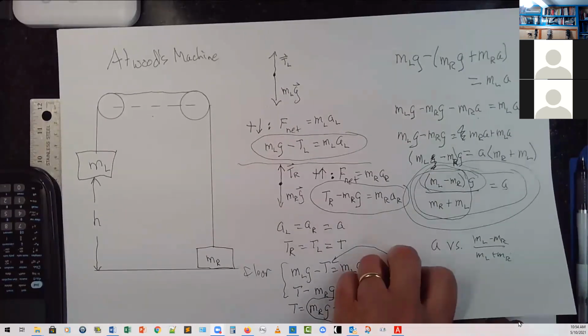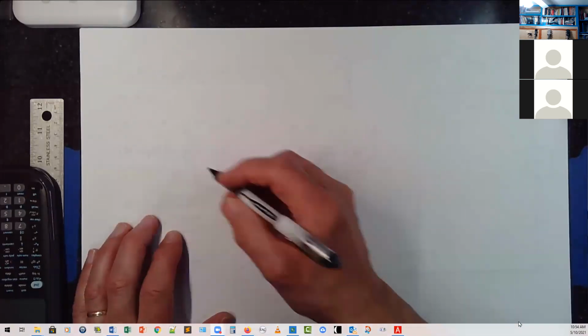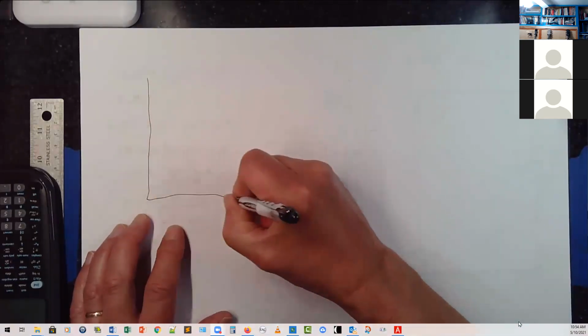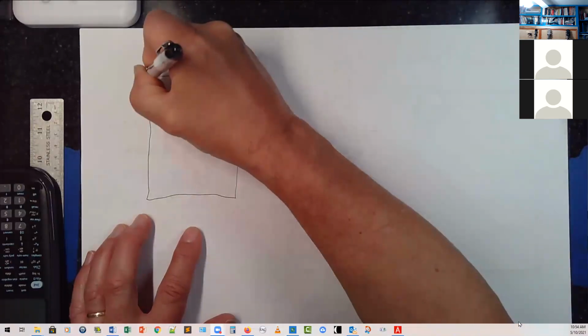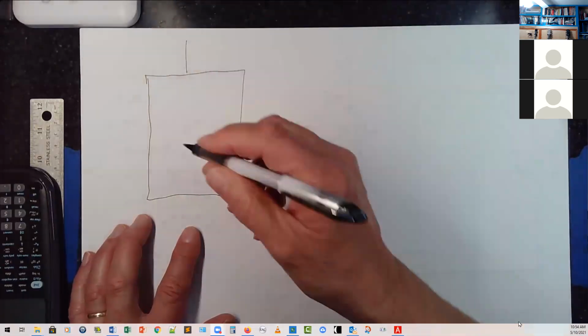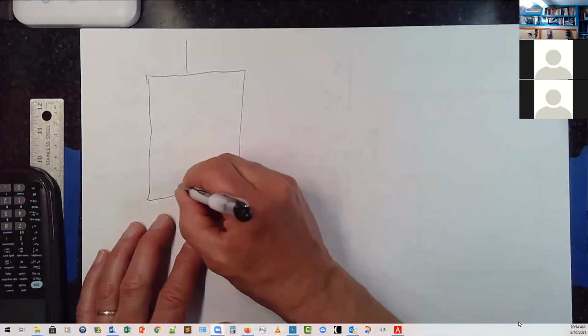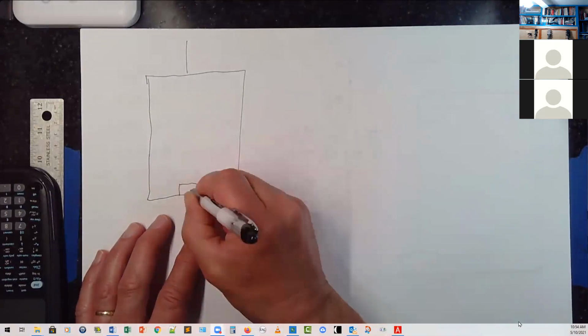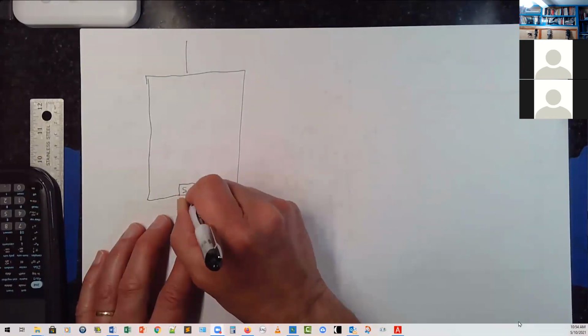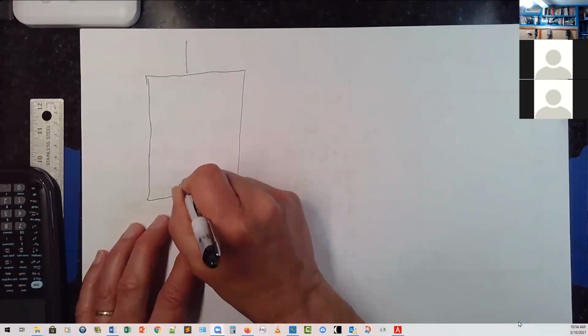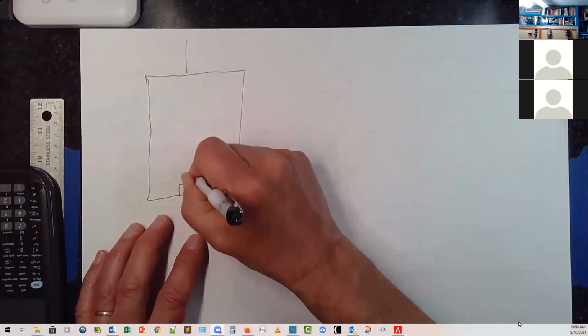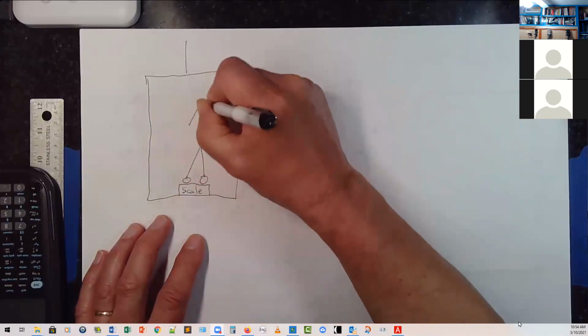Okay, something else I wanted to talk about is elevators. That's a classic example of applying Newton's second law. So we'll imagine that we have an elevator here, and it's got a cable attached to it, and in the elevator, we're going to have a scale, and then we'll have our physics student standing on top of the scale there.